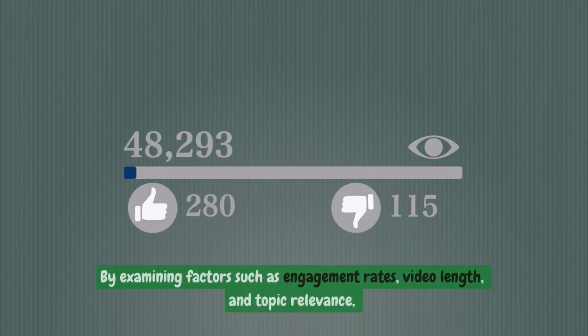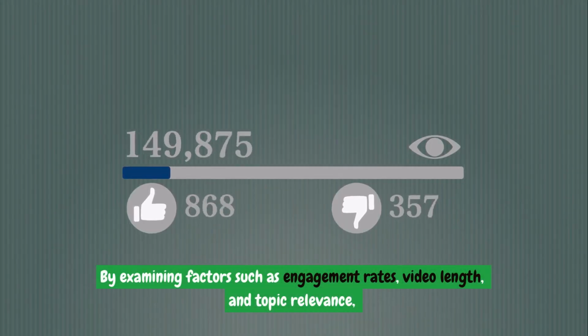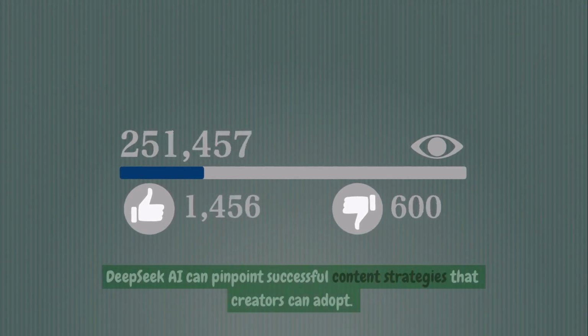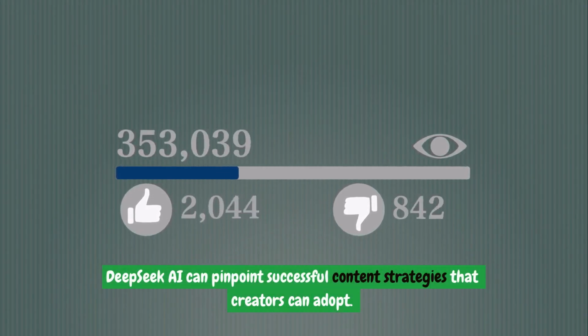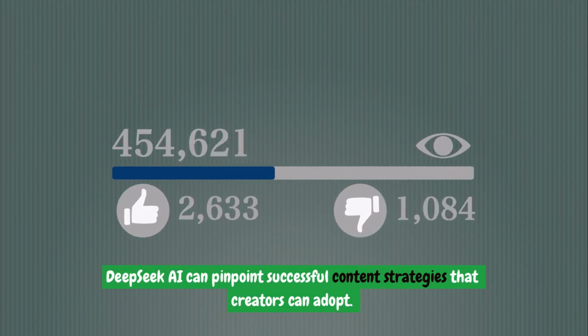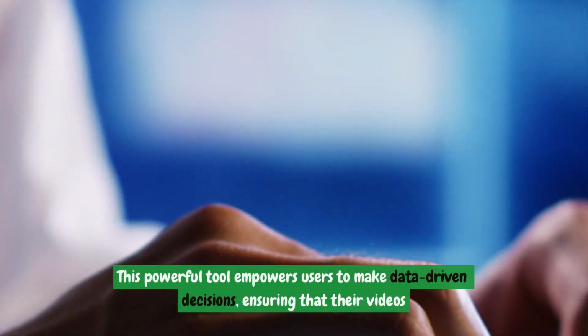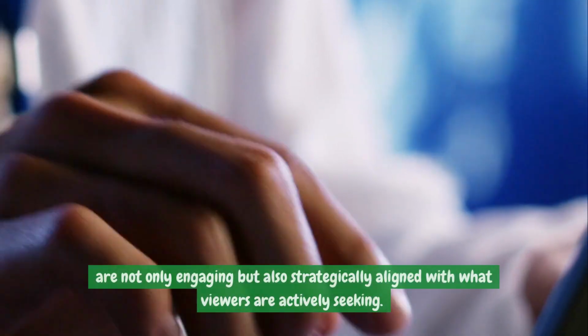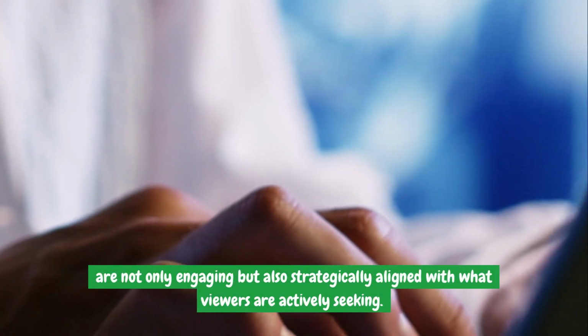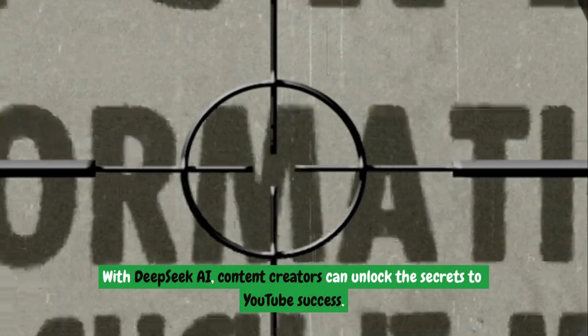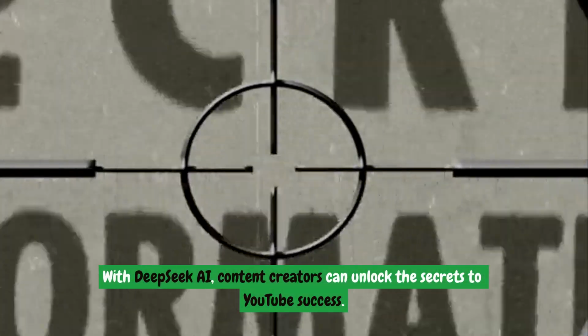By examining factors such as engagement rates, video length, and topic relevance, DeepSeek AI can pinpoint successful content strategies that creators can adopt. This powerful tool empowers users to make data-driven decisions, ensuring that their videos are not only engaging, but also strategically aligned with what viewers are actively seeking. With DeepSeek AI, content creators can unlock the secrets to YouTube success.